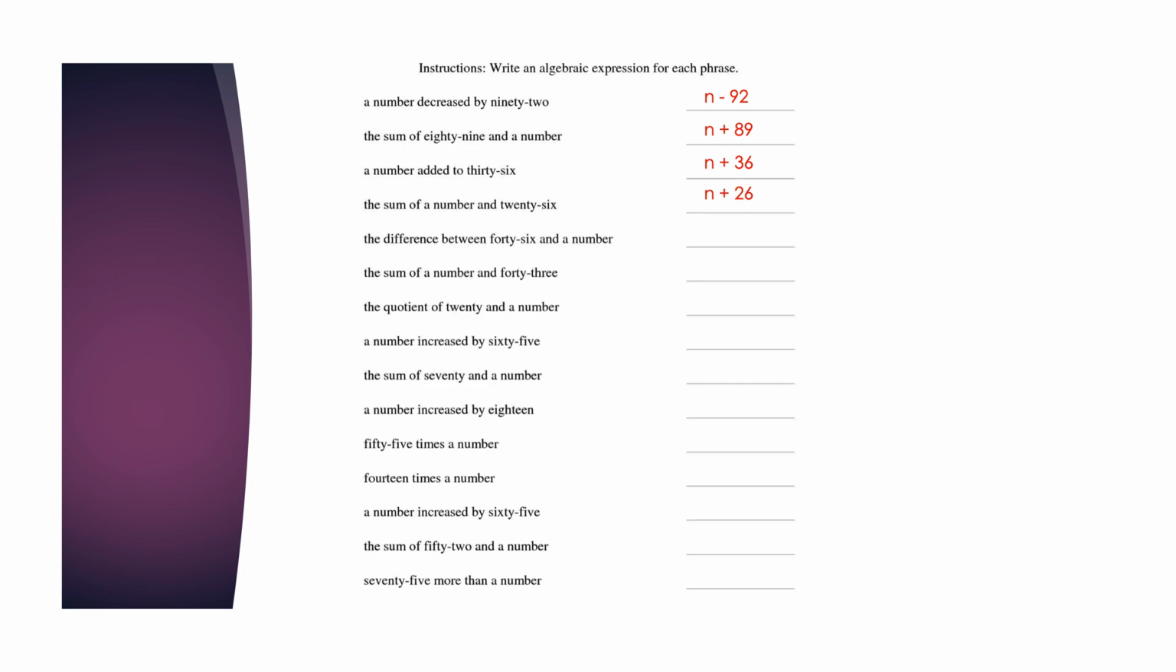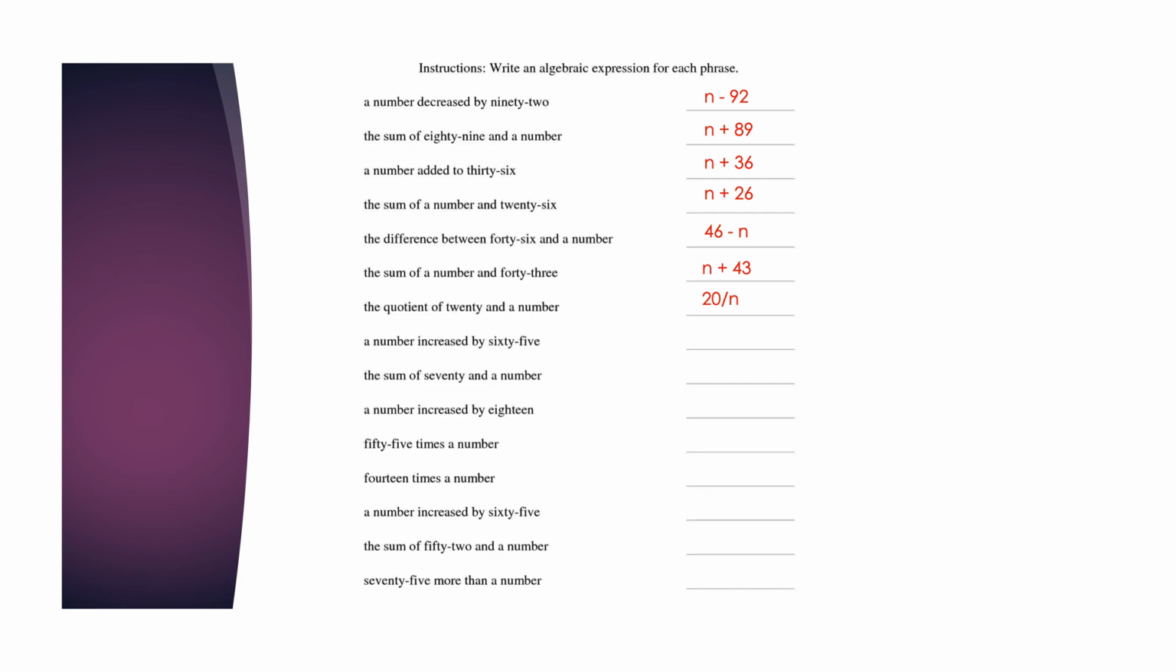The difference between 46 and the number, that has a very specific order here. So you're starting with the 46, and it is subtraction, so the order is very important. 46 minus n. The sum of a number and 43. Again, sum means to add, so this is n plus 43. Quotient, order is also important in quotient. Subtraction and quotient, the inverse operations, are where you will find order to be very important. Quotient of 20 and a number would be 20 over n. Remember, the quotient of 20 and the number, so you're starting with the 20.